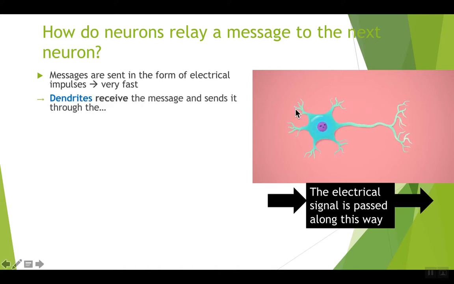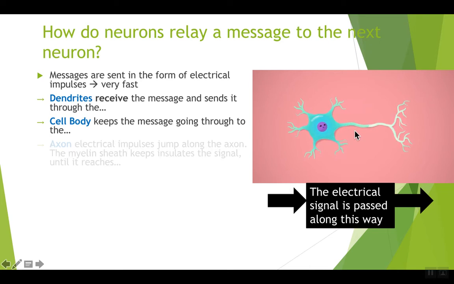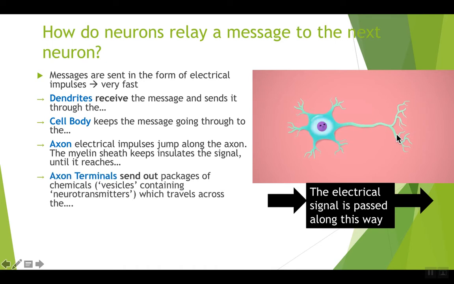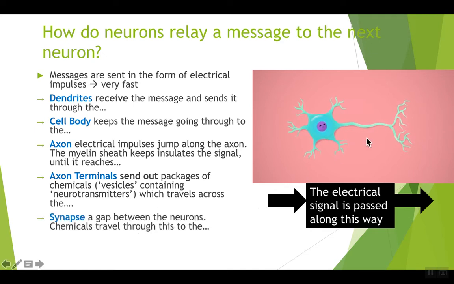So the dendrites, these bits here, pick up the message. They send it along through the cell body, and that keeps the message going. Then that sends it down the axon. And if we have a myelin sheath there, that causes it to jump and it insulates it until it gets to the axon terminal. These buttons here, terminal buttons we sometimes call them, send the message along to the next one. The gap between this and the next one is what we call the synapse.